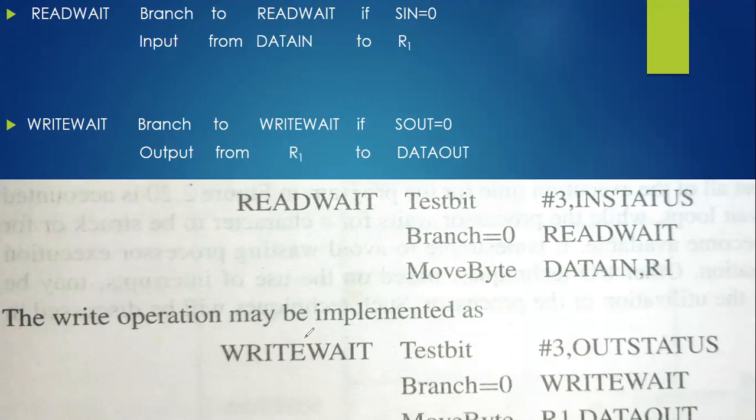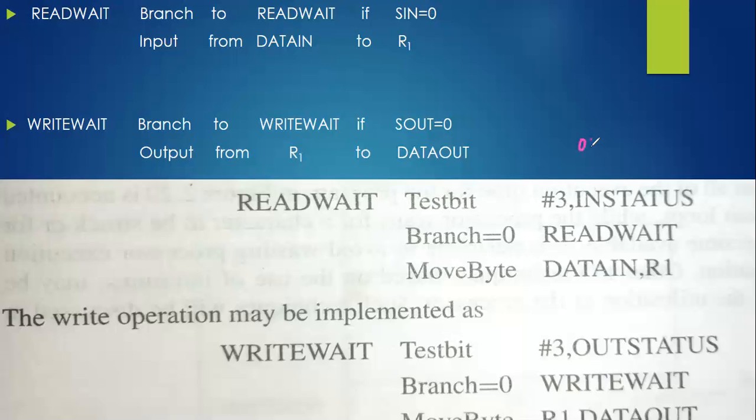Same read wait and write wait we are using. See here, test bit. It is a new instruction we are using over here. Test bit means we need to test one particular bit. What is that particular bit? This is the particular bit: #3. Third bit we need to check.